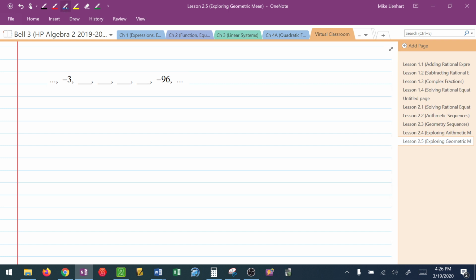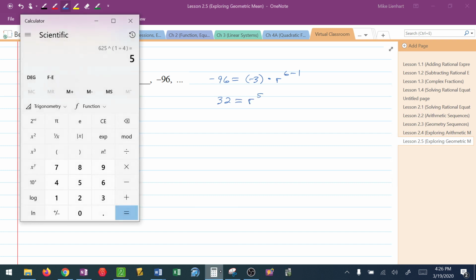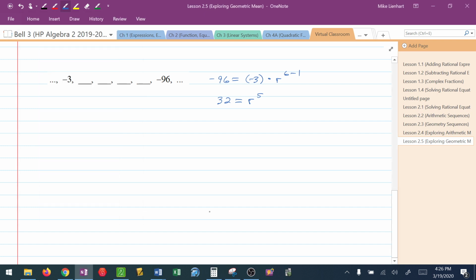All right? I'm going to use my formula that says -96 is equal to a sub 1, which is -3, times r to the, let's see, there's 6 terms here. So 6 minus 1 power. All right? If I take -96 divided by -3, I get 32 is equal to r to the 5th. And then again, I'm going to go 32, and I'm going to raise that to the power of 1/5, which is the same as taking the 5th root, and I get 2. So I have an r value here of 2. It has to be 2 because there was an odd index.